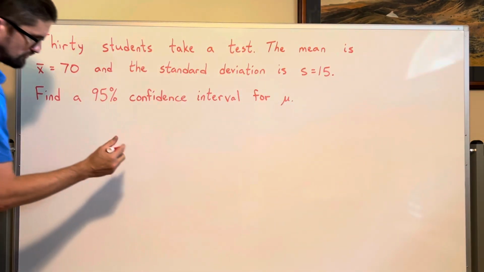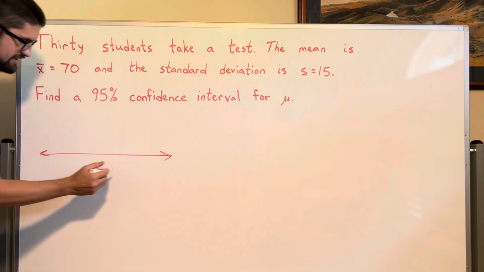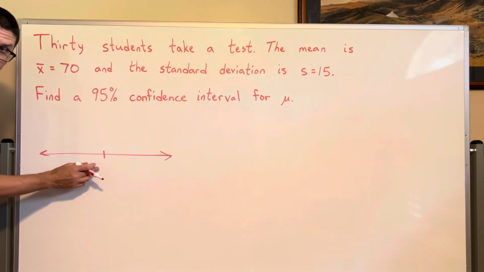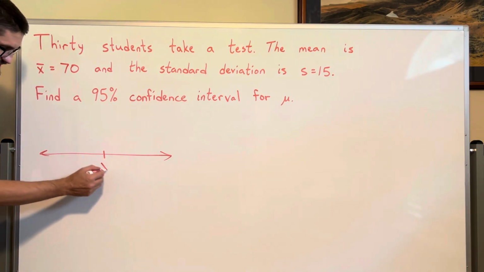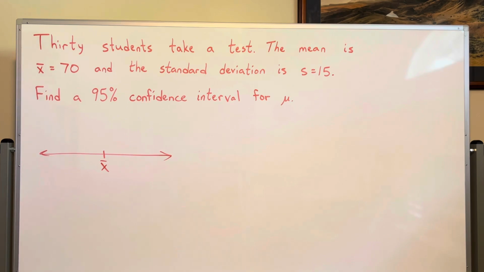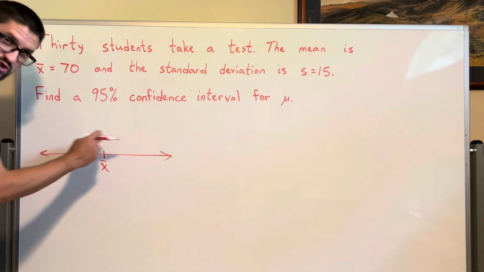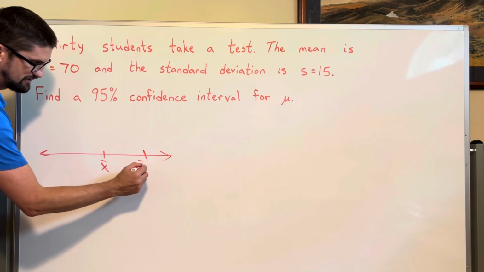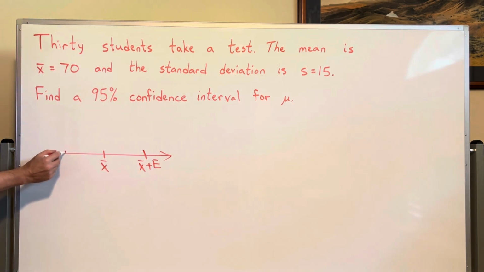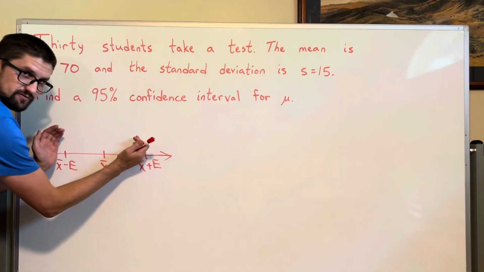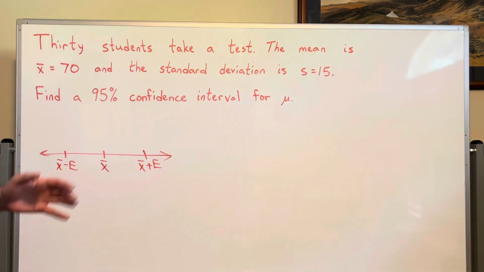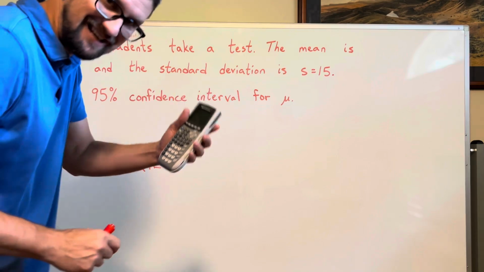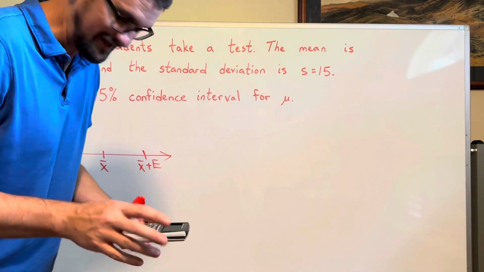Now we're going to do an interval. The middle of the interval is our best estimate, which is the sample mean, 70. And then we have a margin of error that we add and subtract to get the confidence interval. So here's my confidence interval. You can calculate E with a formula and then add or subtract it to the X bar, or if you have your hands on a calculator, that would probably be a little bit easier.